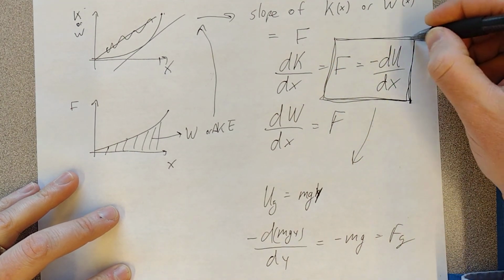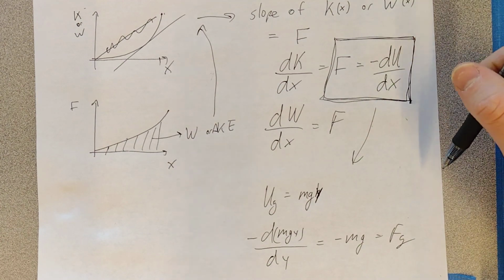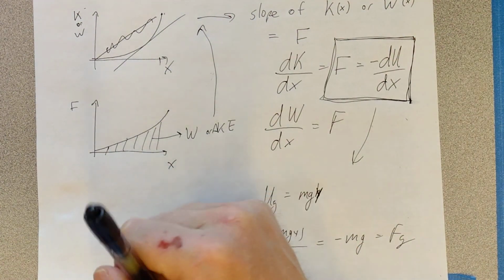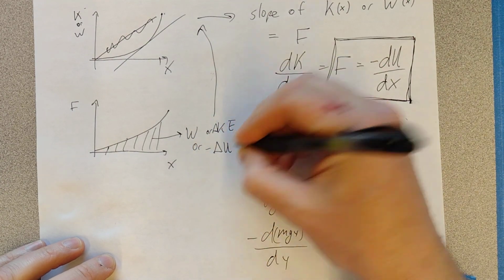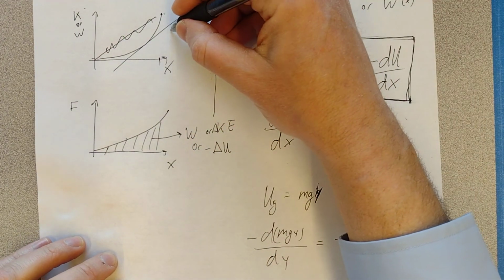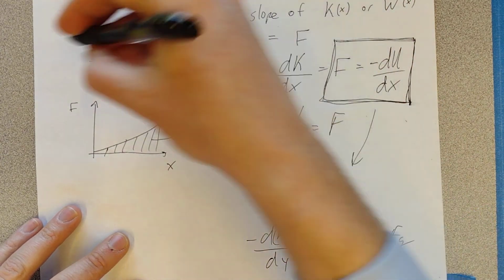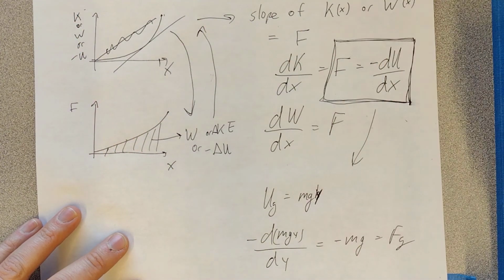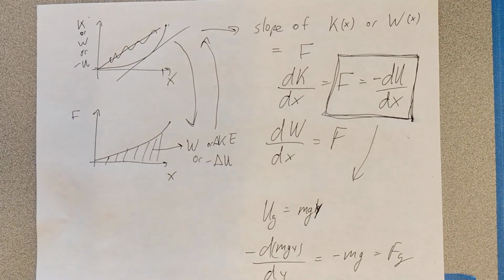So the integral, and this brings up the negative sign here, which is confusing. The integral of force versus position gives us work or change in kinetic energy, or the negative change in potential. The derivative of kinetic, or the negative derivative of potential energy, gives us force, and it goes back and forth.